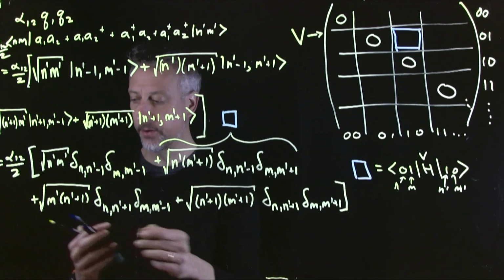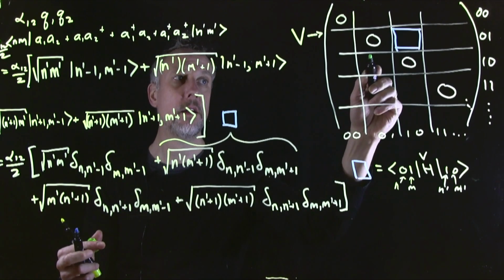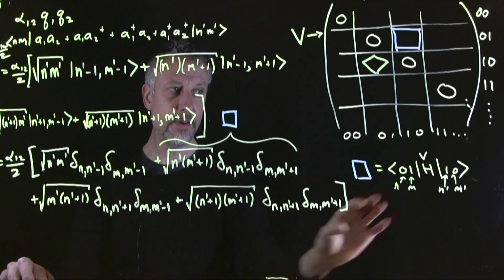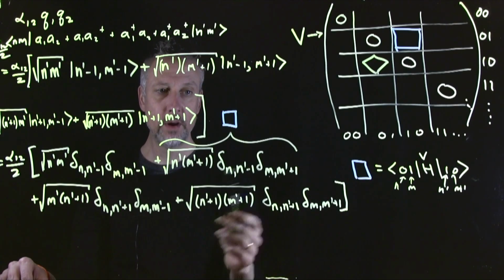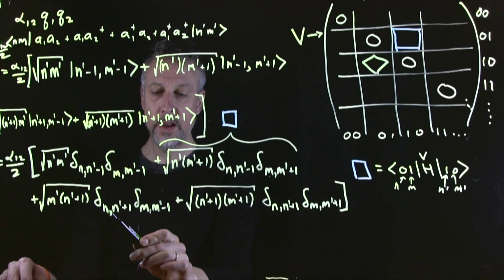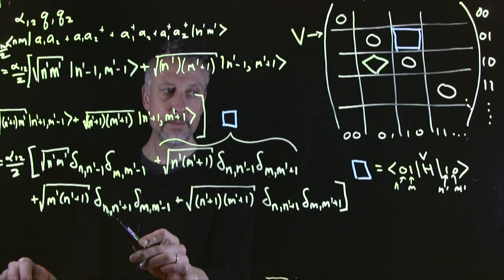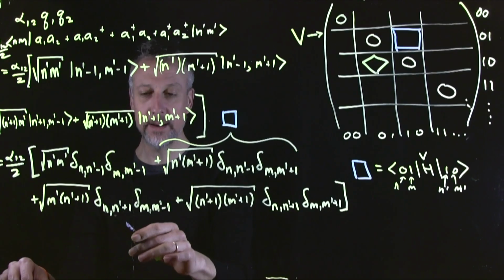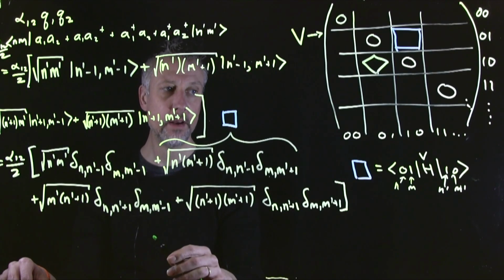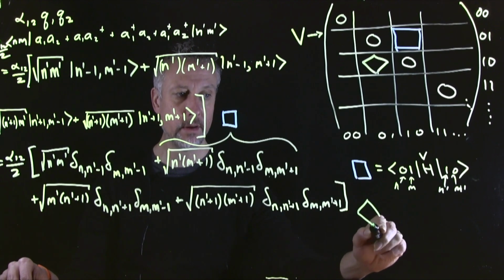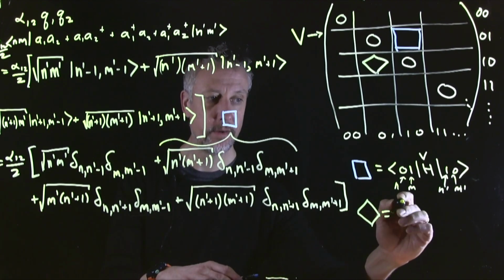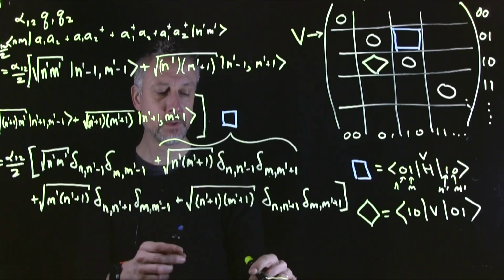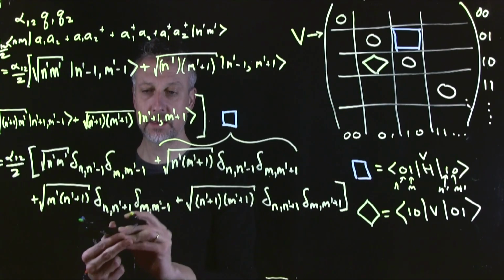Then there's going to be another term, which we could probably call the diamond. Here we have exactly the backwards one. And where's the backwards one for this? Well, it's right here. N primed is lower than N, and we have to add 1 to get to whatever N is. Here it's the other way around. So the diamond entry is going to be 1, 0, V, 0, 1. That's what's going to go in that element, a term like this.